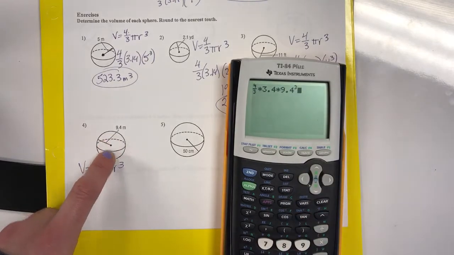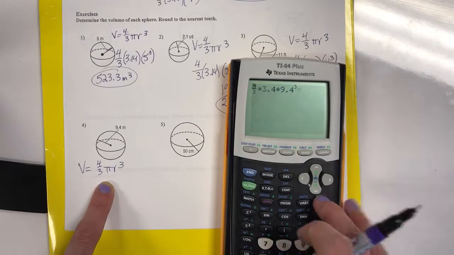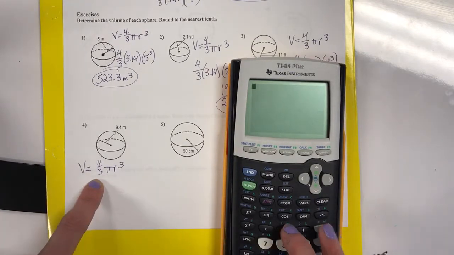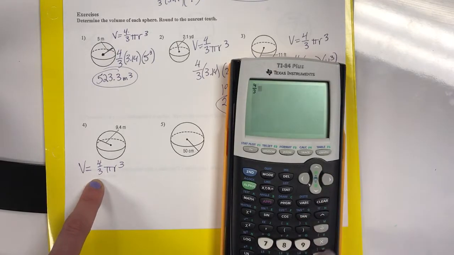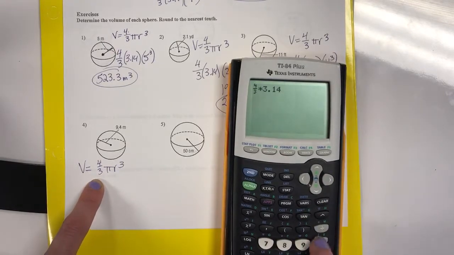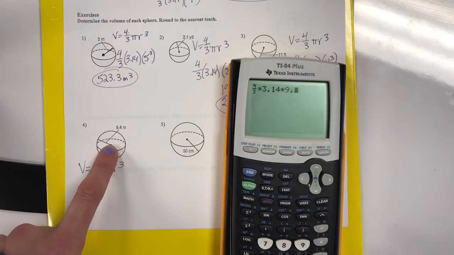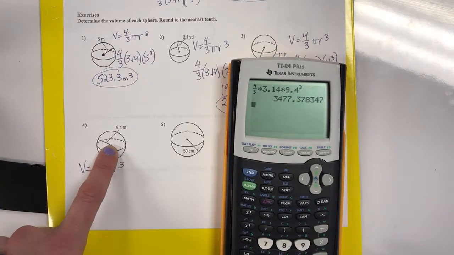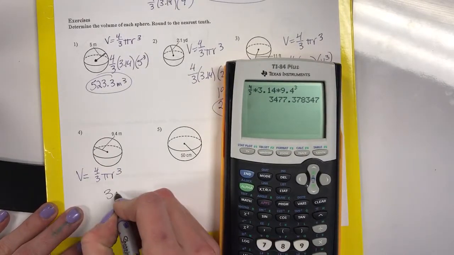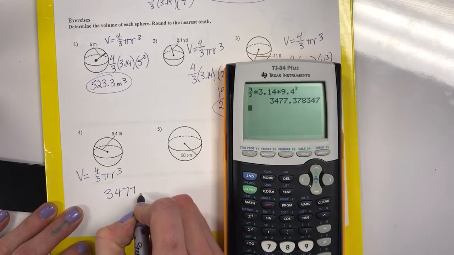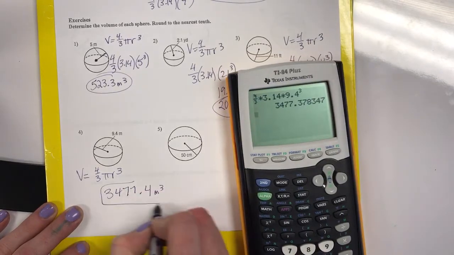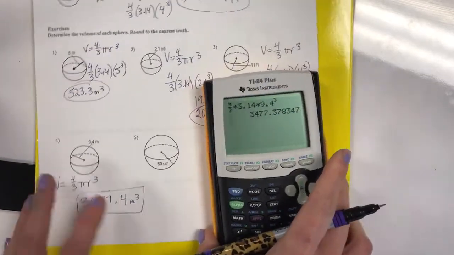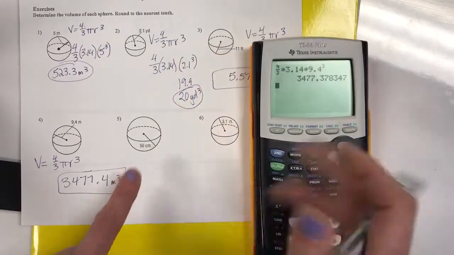Be smarter than your technology, people. Hold on. Alpha y equals 4/3. You've probably already solved this by now. Times 3.14 times radius, which is 9.4, to the 3rd power. Holy cannolis. There we go. So 3,477.4 meters cubed. It's been a long day, guys. Long day. Okay. I'm just kidding.